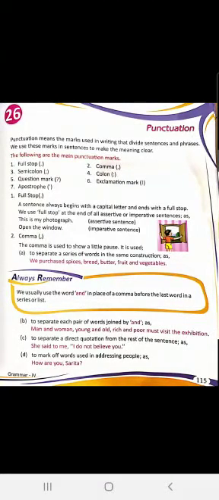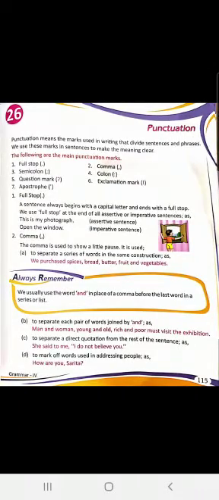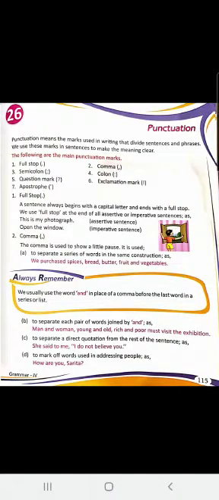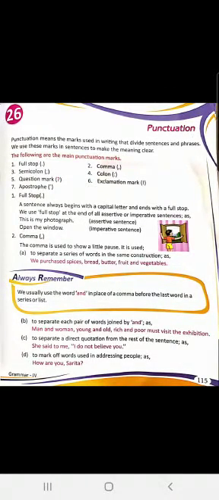A sentence always begins with a capital letter and ends with a full stop. We use full stop at the end of all assertive or imperative sentences. Assertive sentences, remember children, are the statements. Imperative sentences show some request or a command. Like, this is my photograph. Open the window.